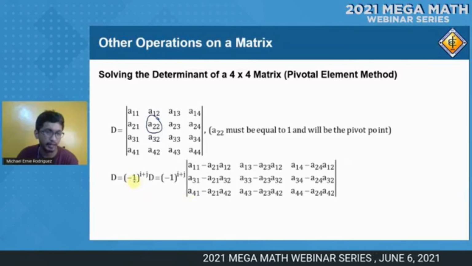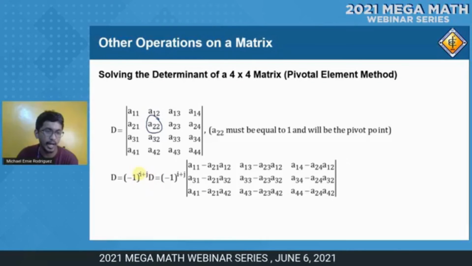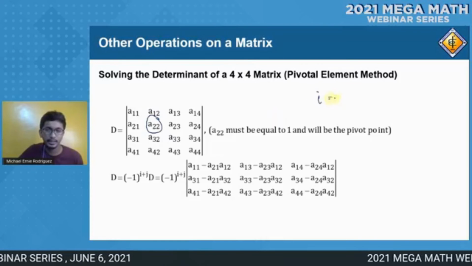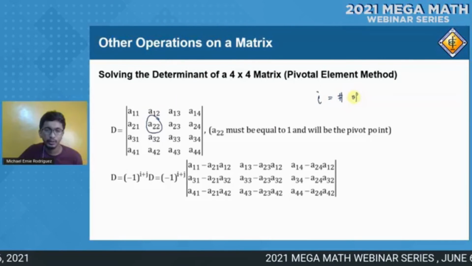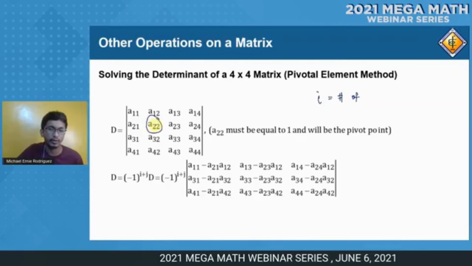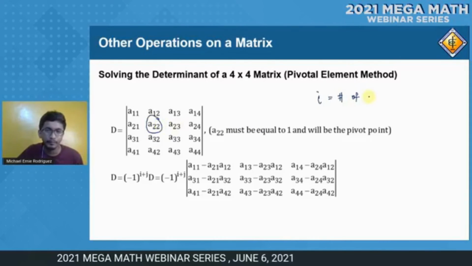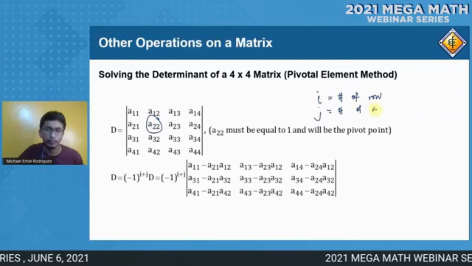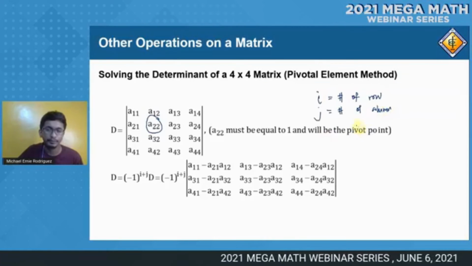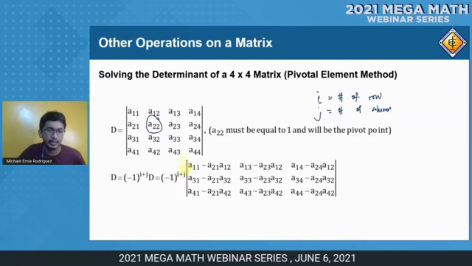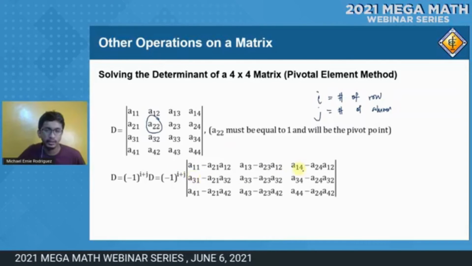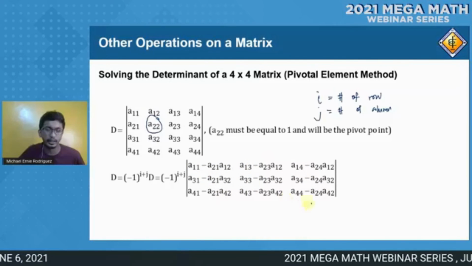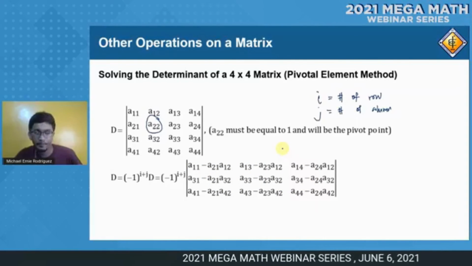So we have negative 1 raised to i plus j, where i is the row number and j is the column number of your pivot point. So we have i plus j, and then these elements. So we have a 3 by 3 matrix. Let's solve it so you can see.